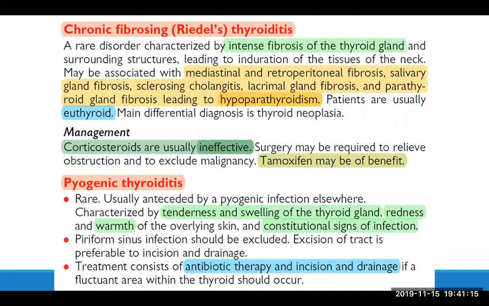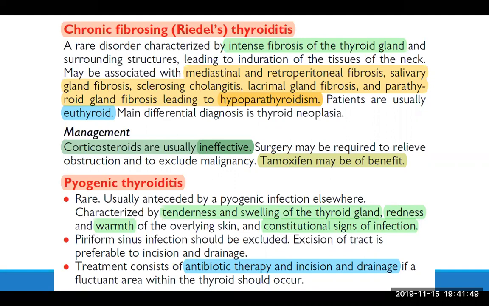most of them actually. Riedel's thyroiditis is intense fibrosis of the thyroid gland, and may be accompanied by mediastinal or retroperitoneal fibrosis, salivary gland fibrosis, sclerosing cholangitis, lacrimal gland fibrosis, and parathyroid gland fibrosis leading to hypoparathyroidism. The patient is usually euthyroid, and of course in the management, corticosteroid is not usually effective, but tamoxifen may be used.